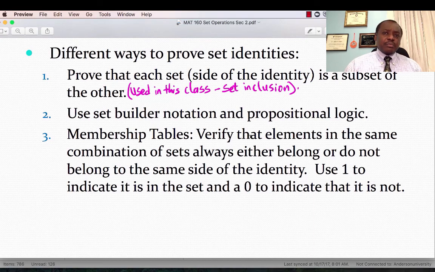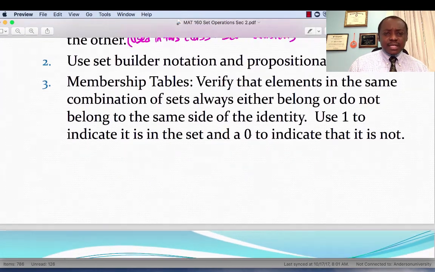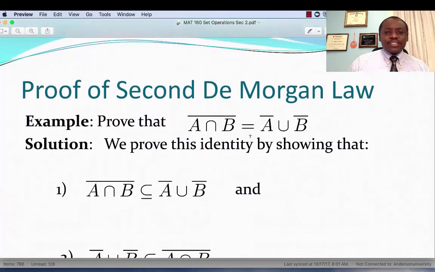Membership tables would be just like truth tables. You verify that elements in the same combination of sets always either belong or do not belong to the same side of the identity. Use 1 to indicate that it is in the set and 0 to indicate that it is not in the set. I'll show you an example, and it's very similar to the concept of truth tables.